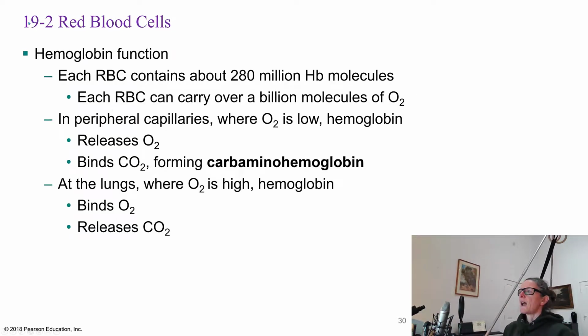Now, when we look at the red blood cell itself, it's going to contain about 280 million hemoglobin molecules. Each of those can bind 4 oxygen molecules. So overall, we're going to be able to carry over 1 billion molecules of oxygen in one red blood cell.